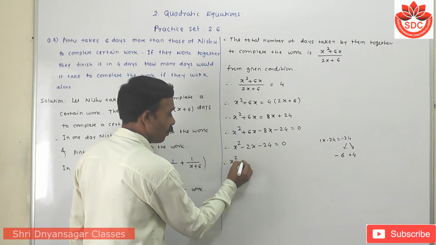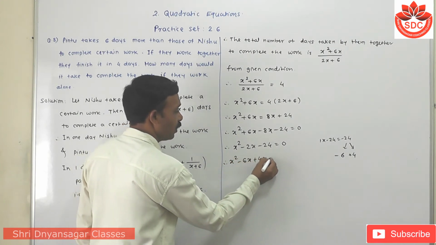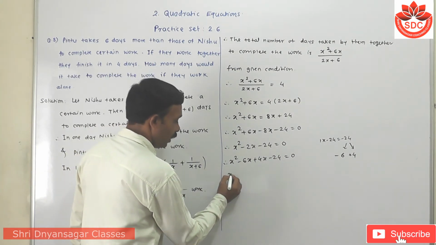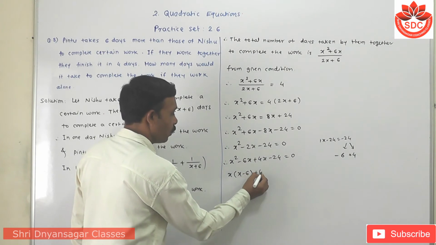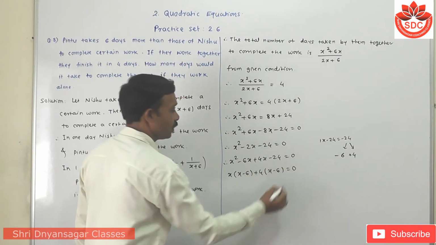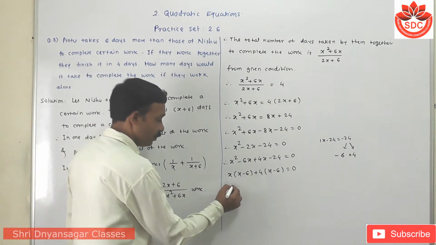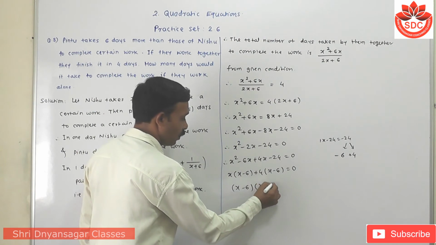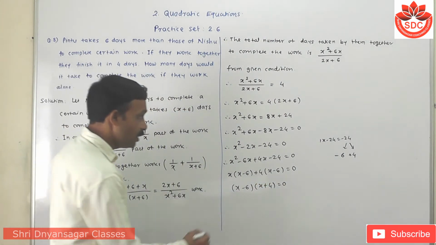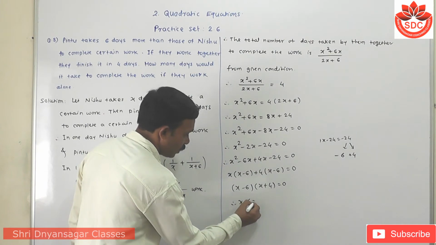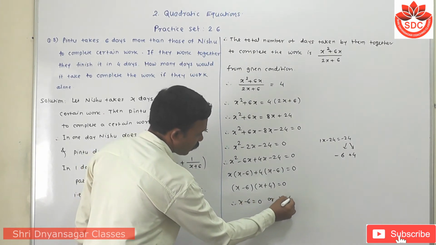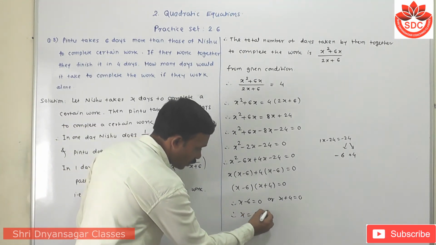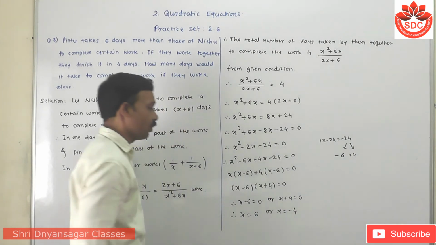Therefore, x square minus 6x plus 4x minus 24 is equals to 0. Then, take common here x in bracket x minus 6 plus 4 in bracket x minus 6 is equals to how much? 0. Then, x minus 6 you have to write, and then another bracket x plus 4 is equals to how much? 0. Means x minus 6 is equals to 0 or x plus 4 is equals to 0. Means x is equals to 6 or x is equals to minus 4.